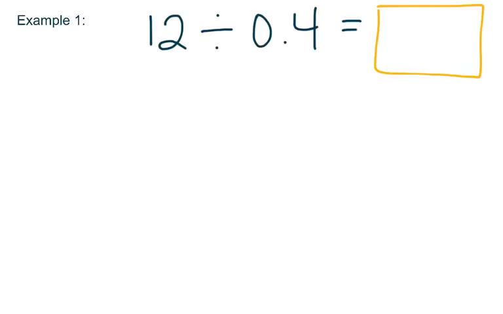The problem that we have is 12 divided by 4/10. As my steps say, I need to first change the divisor into a whole number. This is my divisor, 4/10. I need to change that into a whole number, so I'm going to move my decimal point over one space to the right to make this now a 4. Because I moved the decimal point over one space in my divisor, I also have to move my decimal over one space in my dividend. So when I move my decimal point over one space, I then have to fill in a 0 because there's not a number currently there.